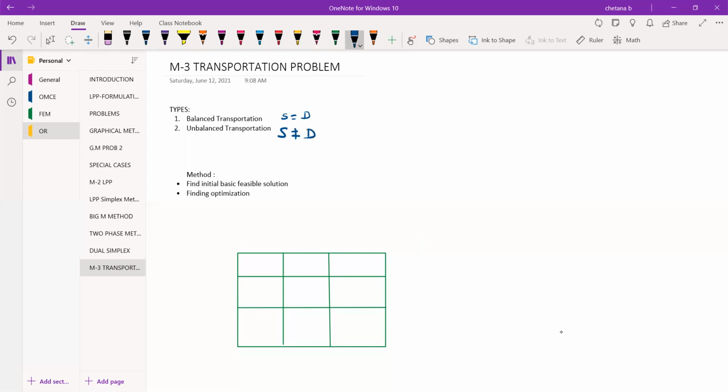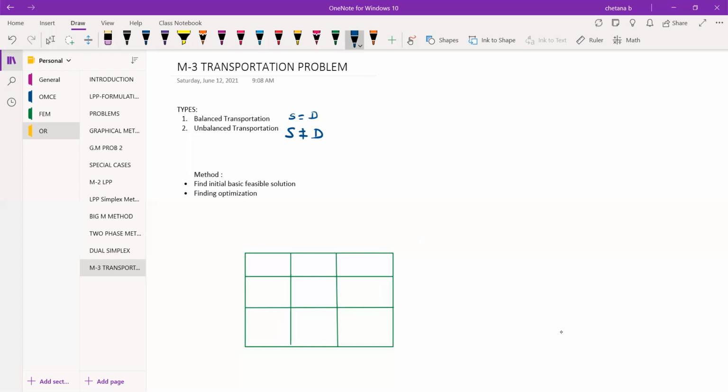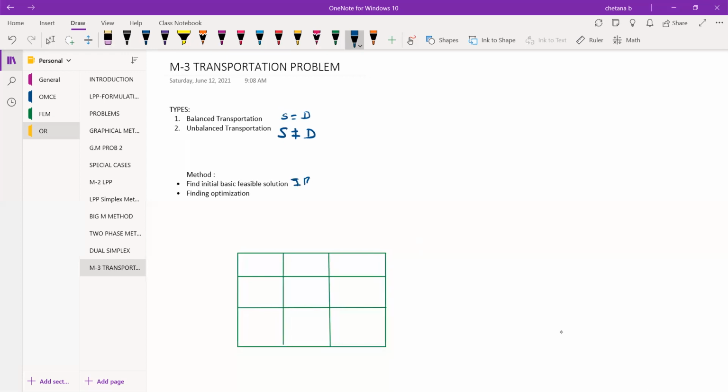Now, if you see the steps, there are two steps involved in solving the transportation problem. One is we need to first find the initial basic feasible solution, and the second one is optimizing the given problem, optimization. So we will see one problem first to understand what is an unbalanced and what is a balanced problem.